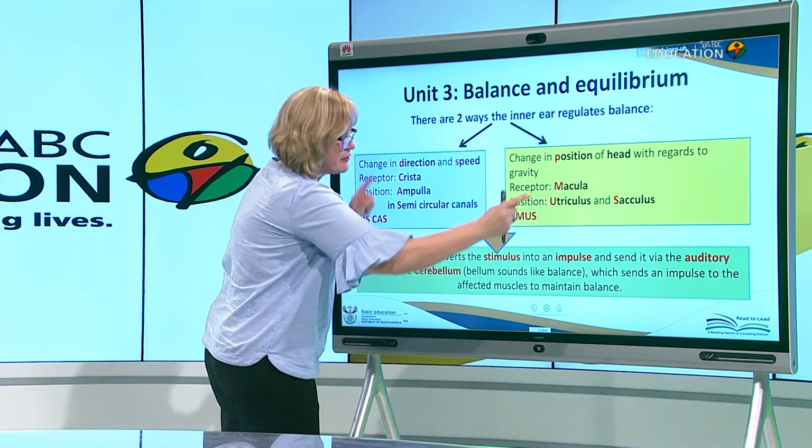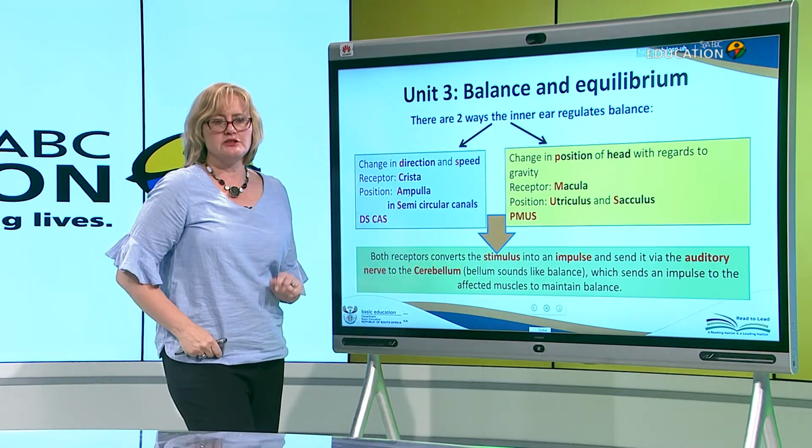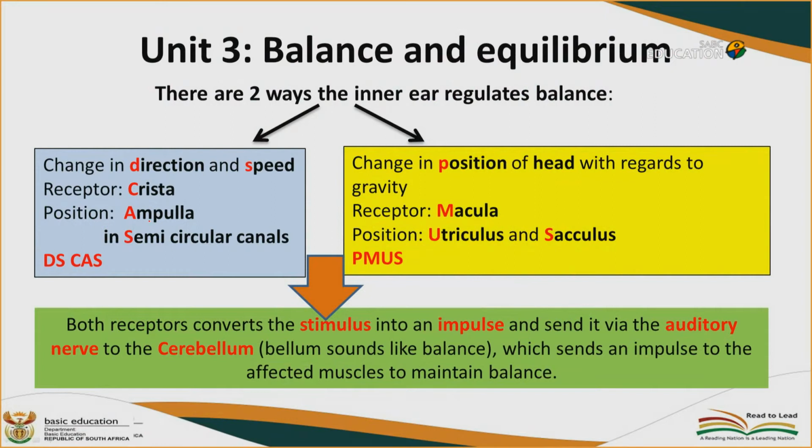So, both of them end in the same way. If you describe this, they've asked you the change in speed and direction, you have to end up saying the receptor, whichever it is, the crista or the macula, converts the stimulus into an impulse. Does that look familiar? Yes. With hearing, we just had it now. Yes, the same thing again.